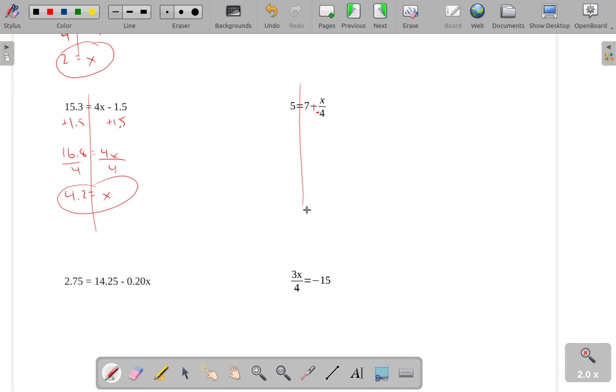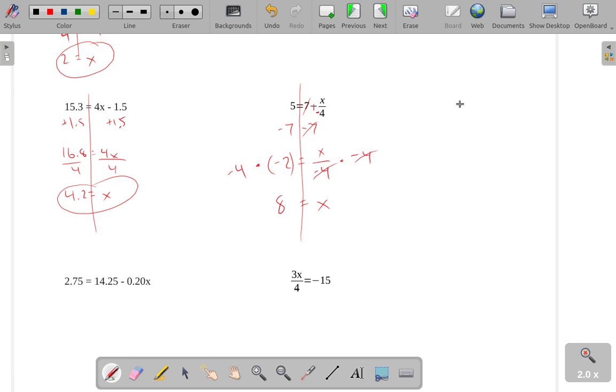Again, this is all about trying to be strategic so that when I'm undoing these operations, I have fewer operations to undo. So the last thing that I did to my x was add 7, so the first thing I'll undo is subtracting 7. 5 minus 7 is negative 2, and we get x divided by negative 4 over here. So x divided by negative 4 is negative 2. I'm dividing by negative 4, so to undo this, I will multiply by negative 4. So negative 4 times negative 2 is positive 8. Over here, those cancel out. I end up with x equals 8.